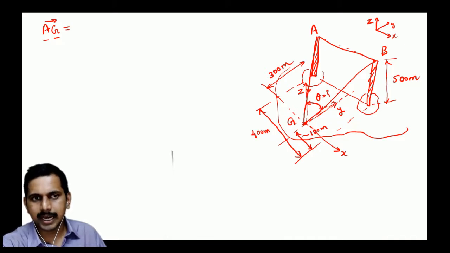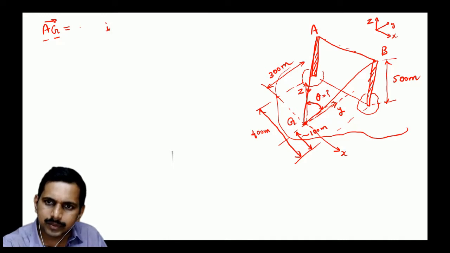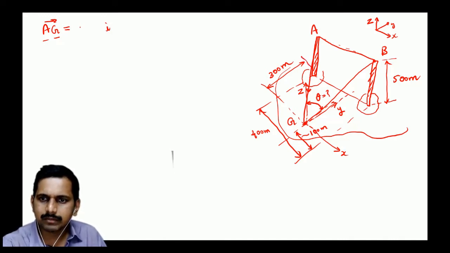So what is it? I, you tell me first. What is I? 300 I cap. And 300 J cap. Minus 300 I cap plus 300 J cap plus 500 K cap. 300 is in the Y direction.